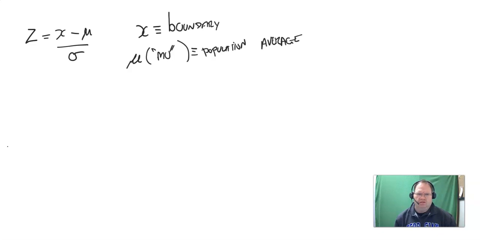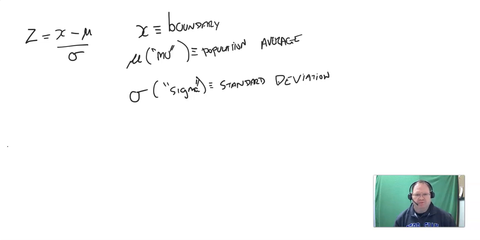Mu, which looks like a U with a long tail in the front, is described as the population average. If you're lucky, it's given to you in the question. If you're unlucky, you're going to have to figure it out. And sigma, which looks like an O with a tail on top of it, stands for standard deviation. Again, if you're lucky, the standard deviation will be explicitly told to you in the question. If you're unlucky, you're going to have to figure it out.